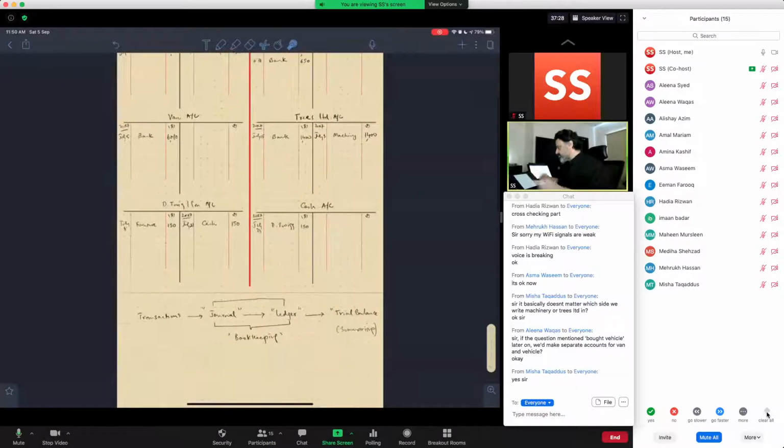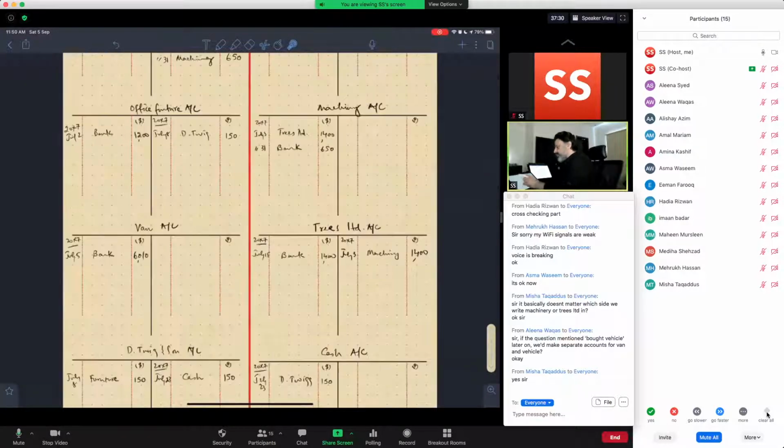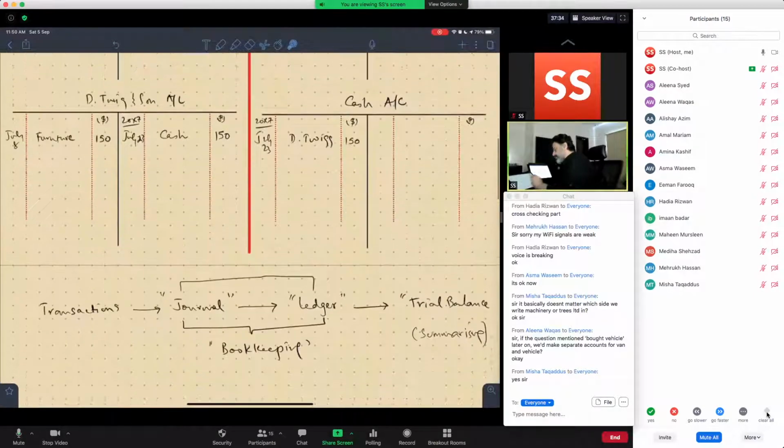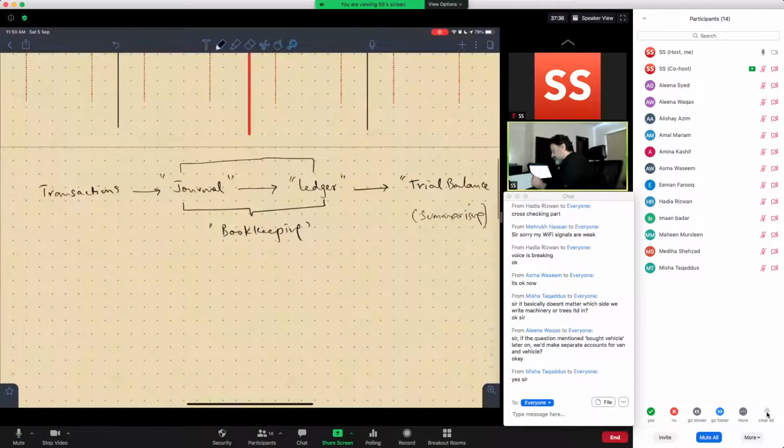And before we move to the trial balance, we have to go through one further stage, and that stage is what we call balancing of accounts. Every account in your ledger needs to be balanced. What do we mean by the term balance?